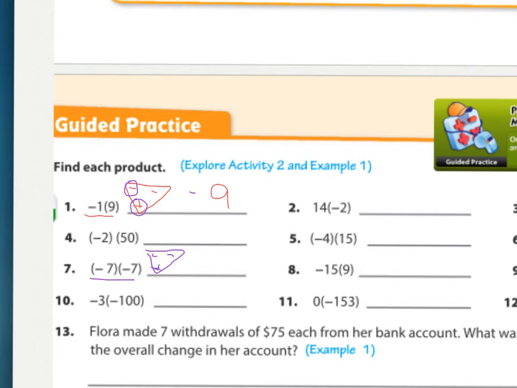All right, negative 7 times negative 7. Well, 7 times 7 is 49. And then negative times a negative. What didn't get circled? Positive didn't get circled, so that's going to be your answer.